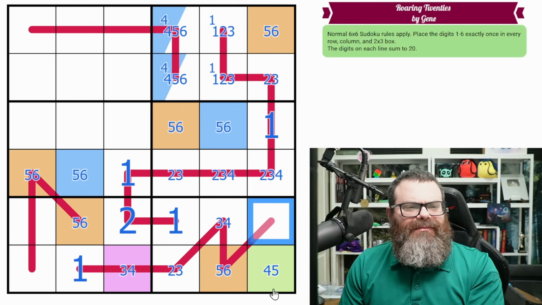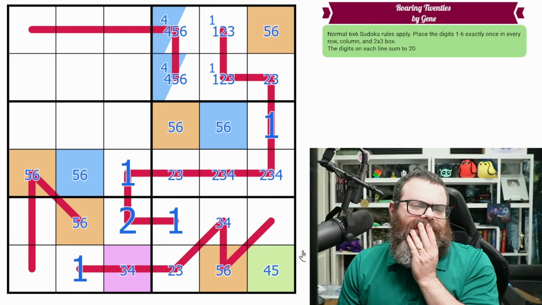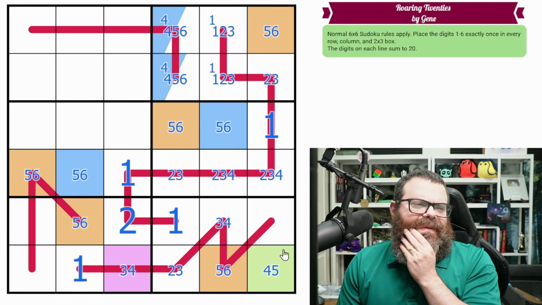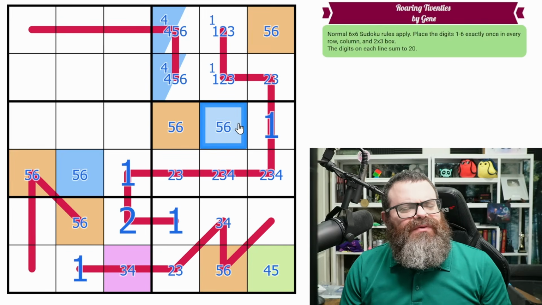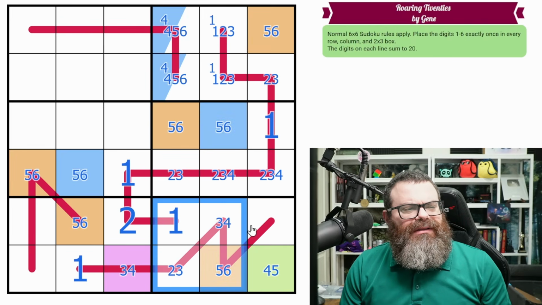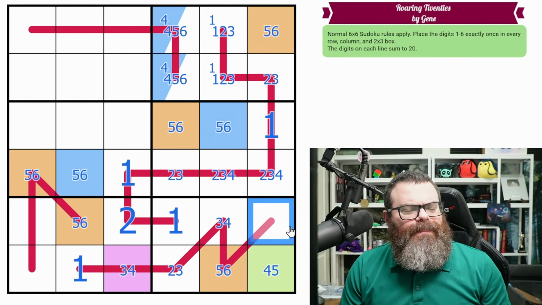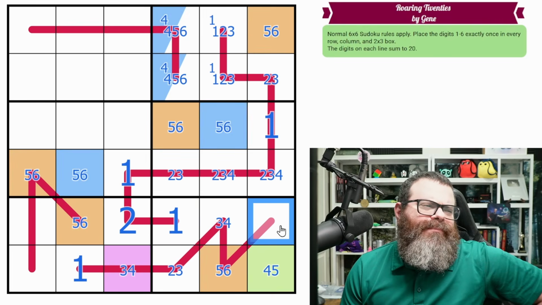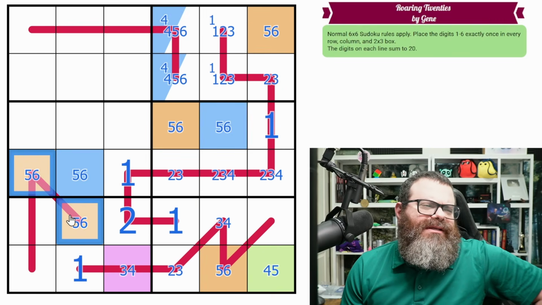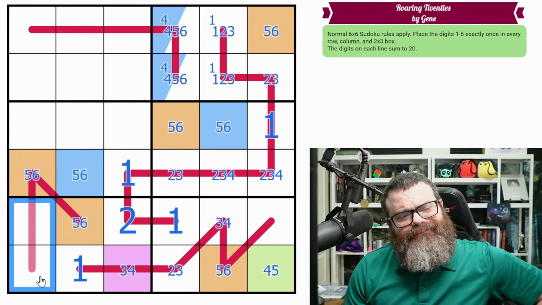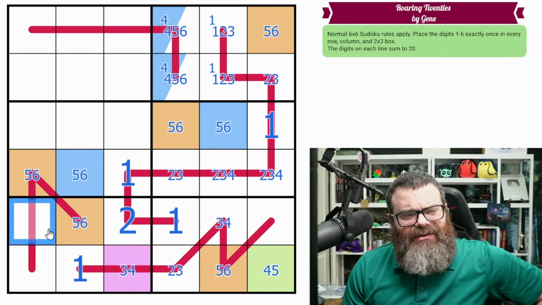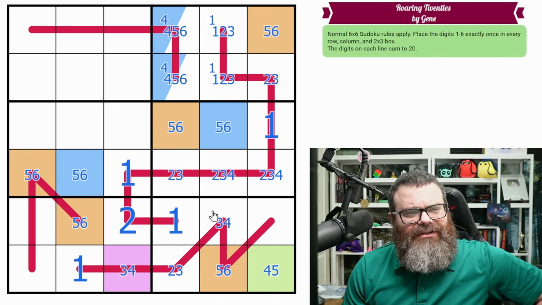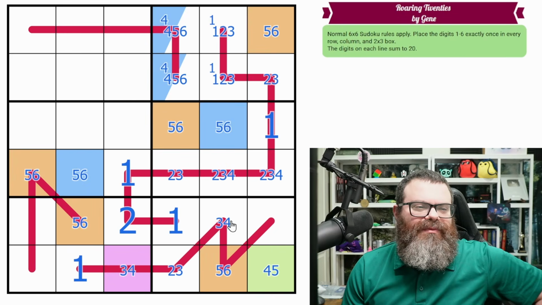Now, it's possible that blue is green. Let me think about this for a second, because this is either double 5 or double 6. If it's double 5, these add to 10. If it's double 6, these add to 8. I don't think I can do much with that, actually. All right, is there more to do with what I just found?